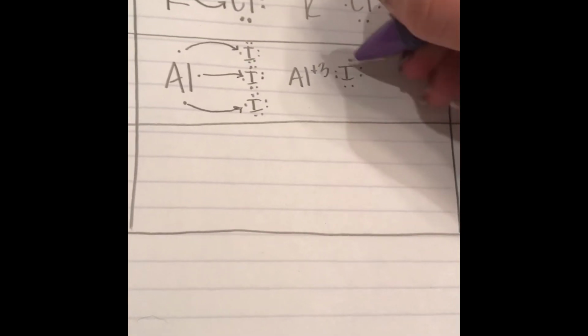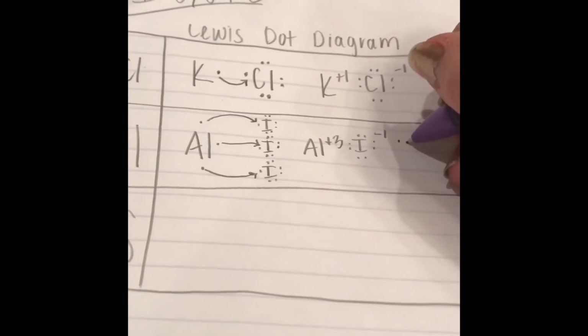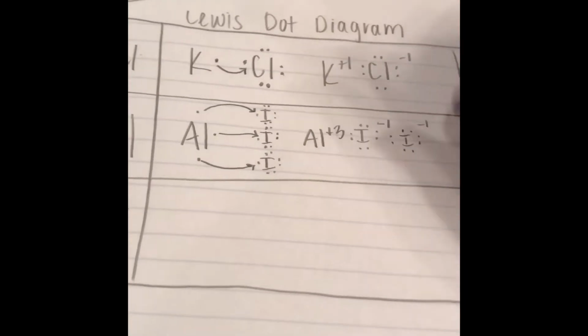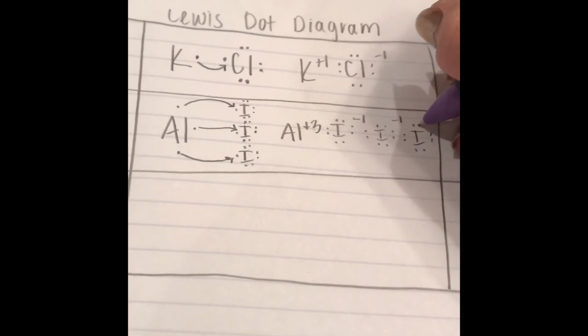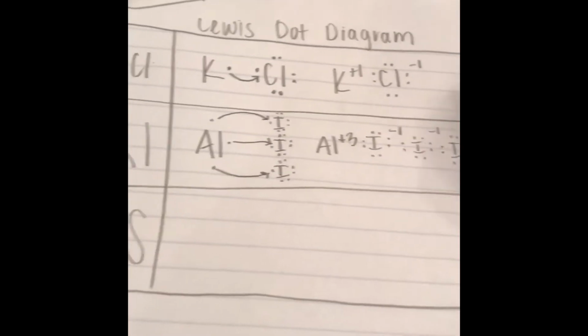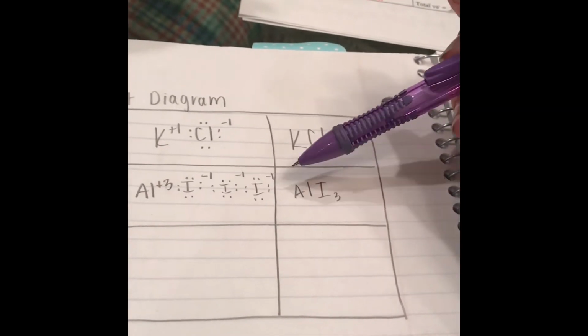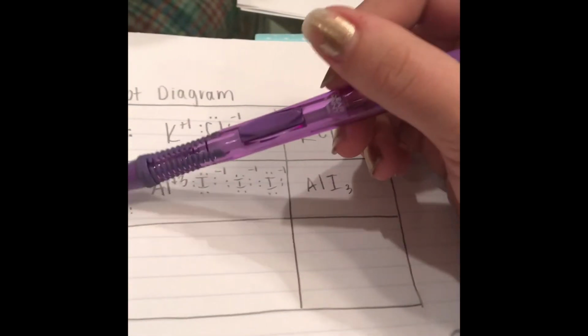And then you're going to draw 3 I's with 8 valence electrons, and then it's going to be a charge of negative 1. And then you're going to draw the other 2 I's, and they're both going to have a charge of negative 1. And they're all going to have 8 valence electrons, and then that's that. So you're going to draw AlI3 because to make this molecule, you're going to need 3 I's to fit the 3 valence electrons with Al.